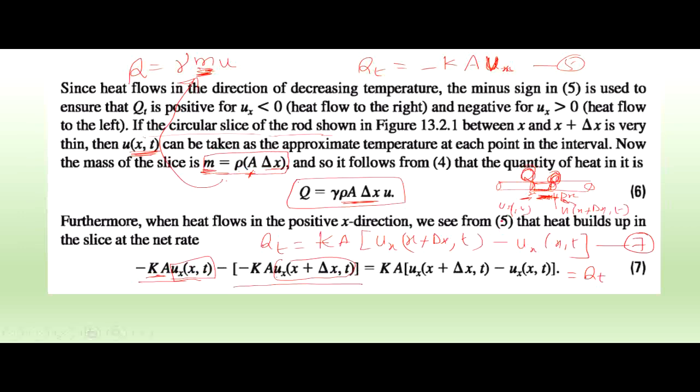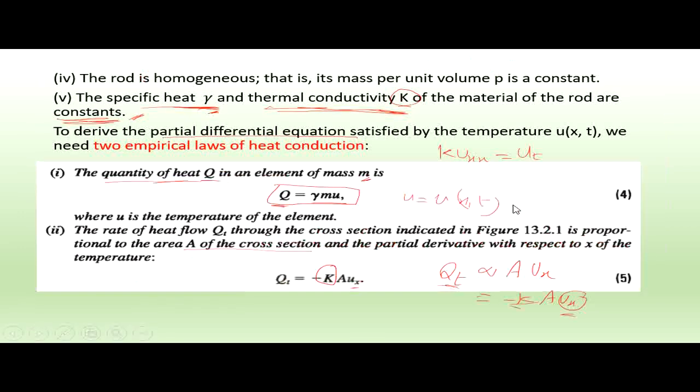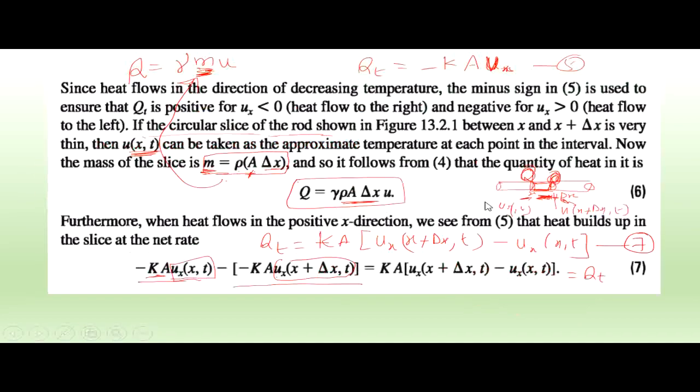What do we mean by Qt? The rate of heat flow. So the rate of heat flow for the entire slice is the rate of heat flow at the end minus the rate of heat flow at the beginning of the slice. That is what is given here. So this is our Qt.